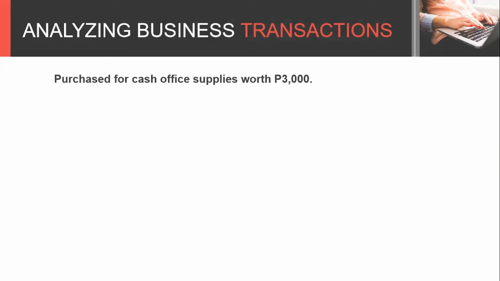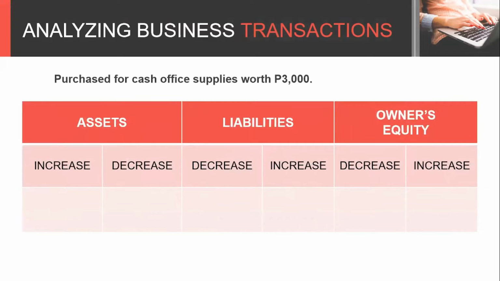Purchase for cash of office supplies worth 3,000 pesos. The element affected in this transaction is asset only. Office supplies and cash are all under the element of asset. Since office supplies were purchased by the business, its assets will increase. And since the office supplies were purchased with cash, there will be a decrease in cash.